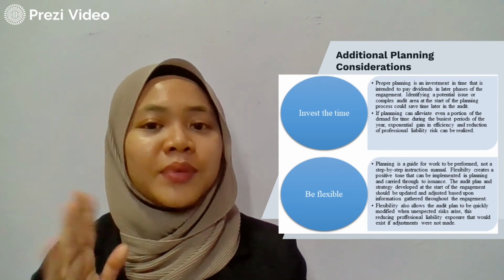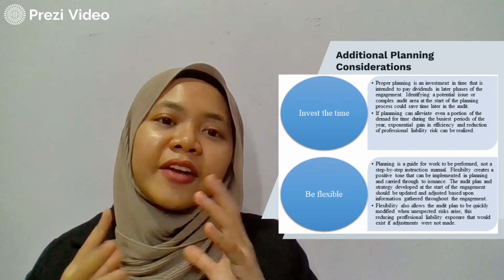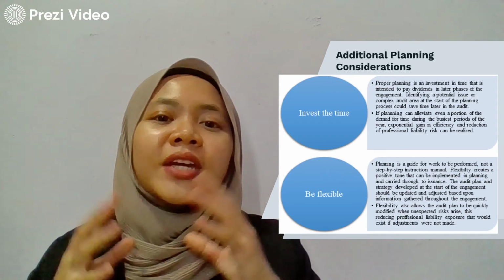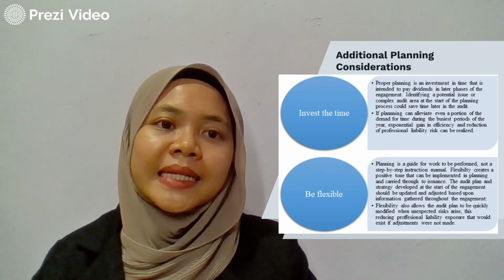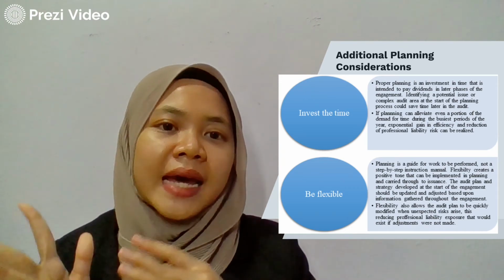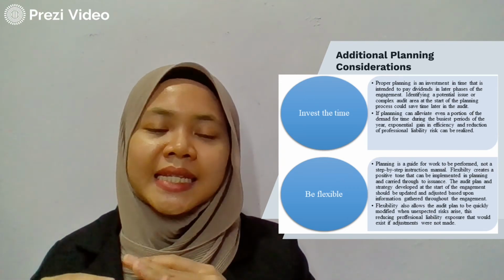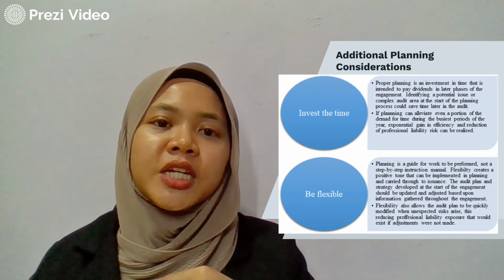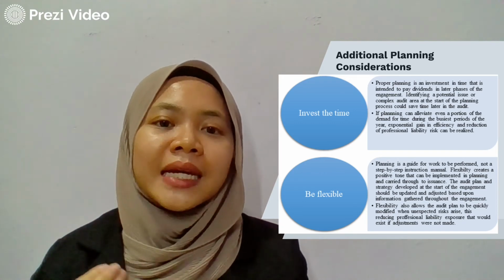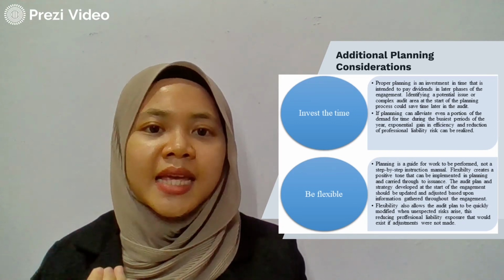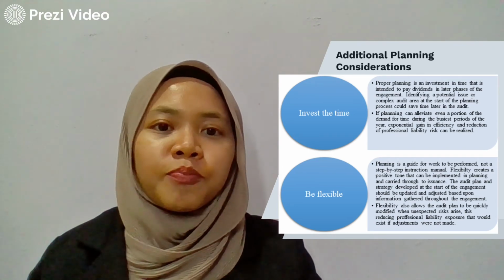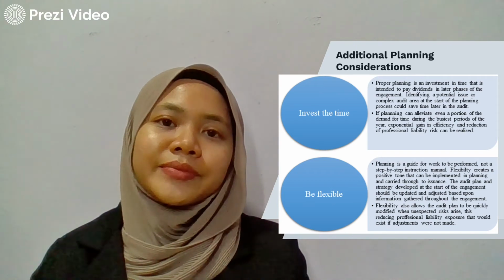The next one is be flexible. Planning is a guide for work to be performed, not a step-by-step instruction manual. Flexibility creates a positive tone that can be implemented in planning and carried through the issuance. The audit plan and strategy developed at the start of the engagement should be updated and adjusted based upon information gathered throughout the engagement. Flexibility also allows the audit plan to be quickly modified when unexpected risks arise, thus reducing professional liability exposure that would exist if adjustments were not made.